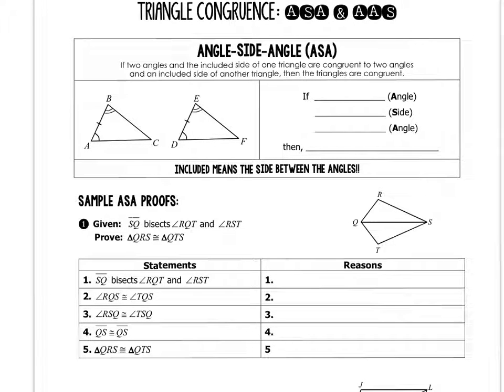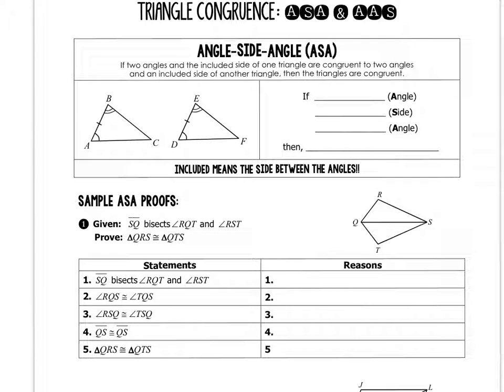In this video, we continue to explore two other options that we have to prove two triangles are congruent, and that's ASA and AAS. So notice that this time we have two pairs of angles being congruent and one pair of sides being congruent. Then we can prove the triangles are congruent.